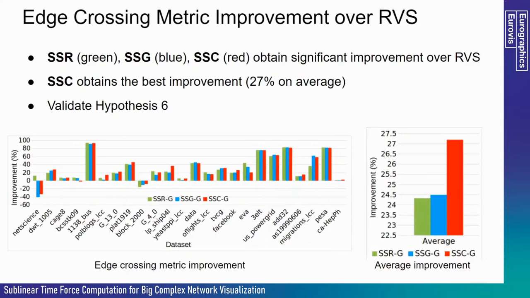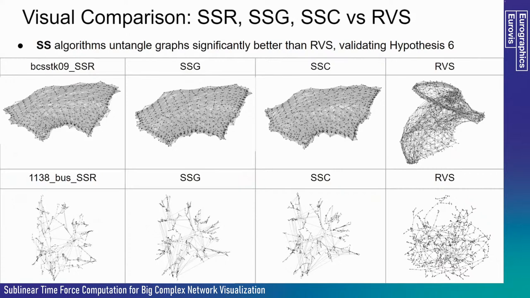On edge-crossing metrics, we see again that all the SS variations obtain significant improvement over RVS, and in this case, we can note that SSC obtains the best improvement at 27% on average, which further validates hypothesis 6. And through visual comparisons, we again see that the SS algorithms untangle the structure of the graph significantly better than RVS, which again further validates hypothesis 6.